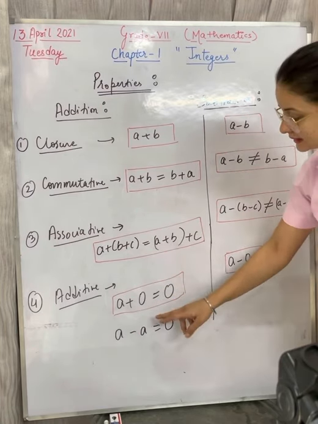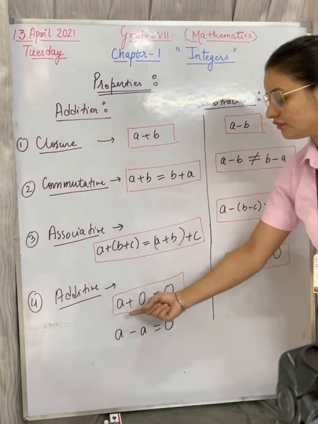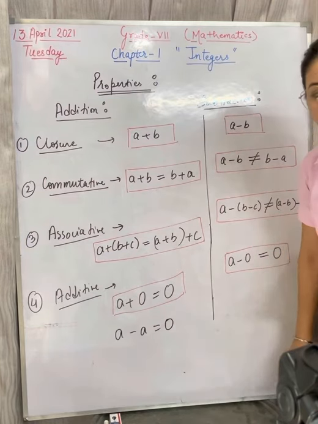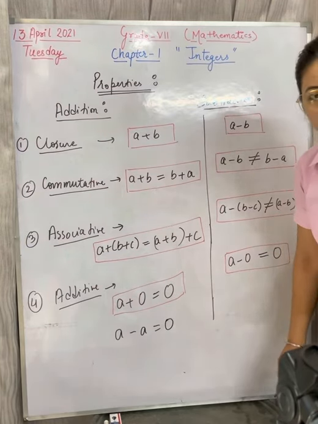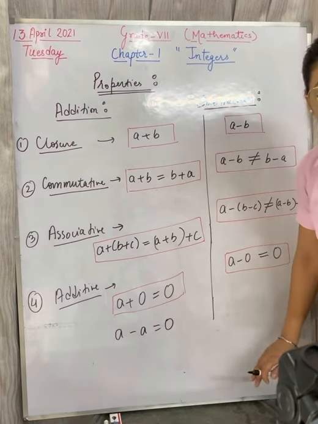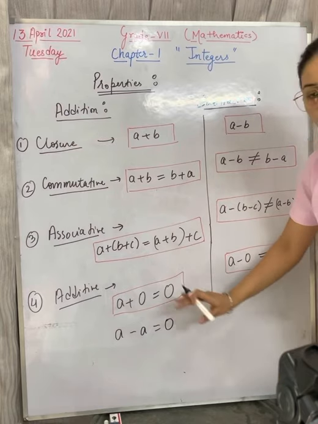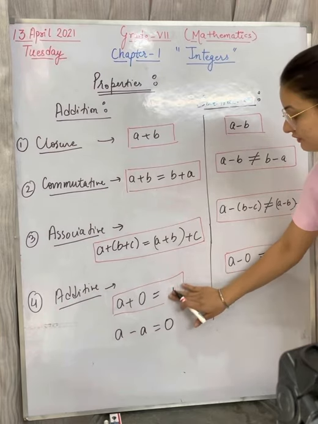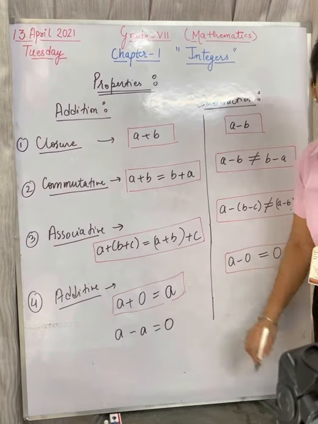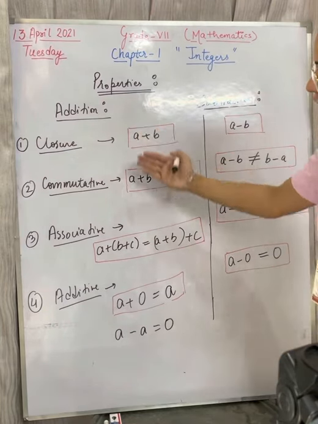What does this say? A plus 0, if I add 0 to any integer, my answer will be 0 or a. Have I written it right or wrong here? Please tell me, I have written 0, is it correct or not correct? If I add 0 with any number, yes, very good. If I add 0 with any integer, my answer will be that integer as it is. So these properties we discussed yesterday. These are the addition properties.